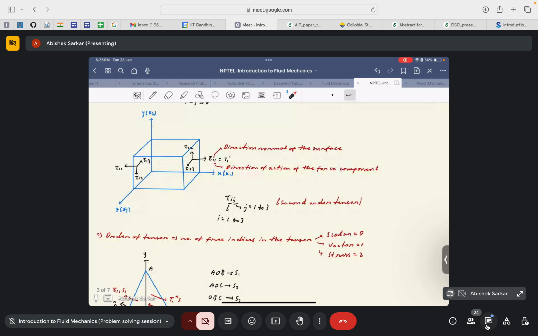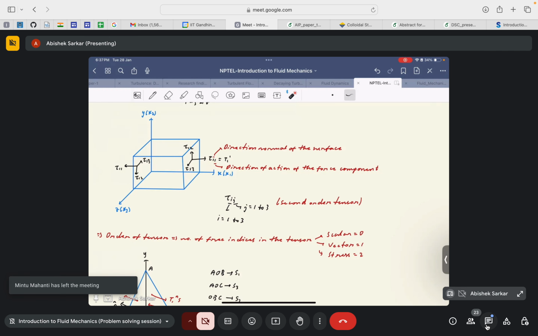So here, if we consider this particular face of this cuboid, then the stress on this surface of the cuboid can be decomposed into three directions along the coordinate directions. Along the x direction we can write the stress as tau 1 1, along the y direction as tau 1 2, and along the z direction as tau 1 3. Here, as you can observe, there are two indices: 1 1, 1 2, and 1 3.